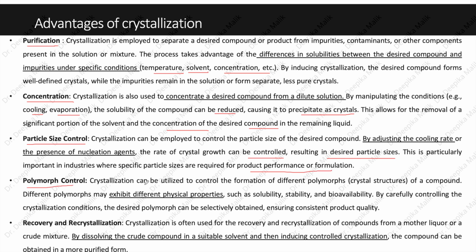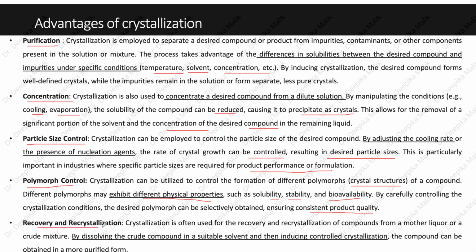Polymorph control. Crystallization can also be utilized to control the formation of different polymorphs, that is crystal structures of a compound. Different polymorphs may exhibit different physical properties such as solubility, stability, and bioavailability. By carefully monitoring the crystallization conditions, the desired polymorph can be selectively obtained, ensuring consistent product quality.